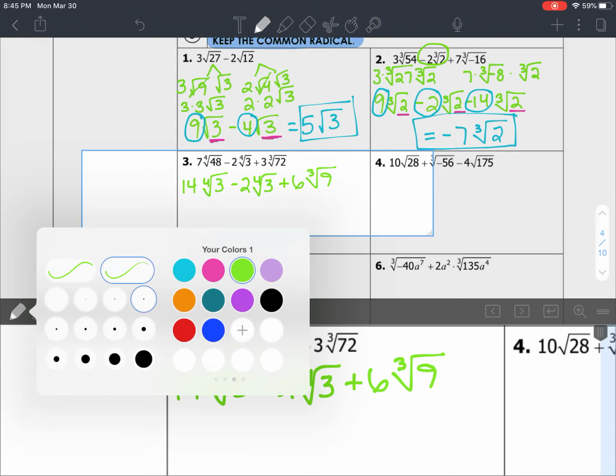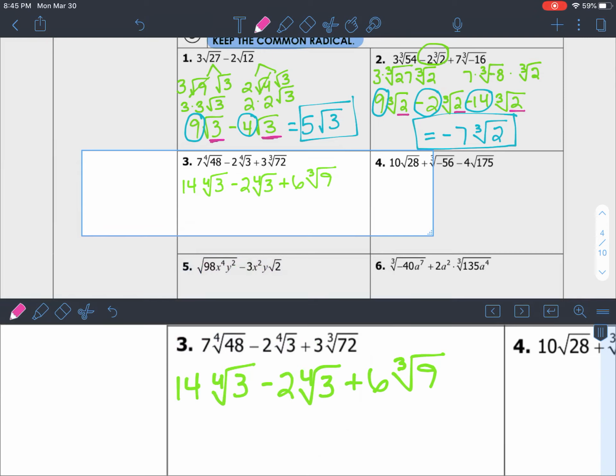All right, so from here, we're going to check our indexes. So we have a 4 and a 4 and a 3. So those cannot be combined. We only have 2 that are able to be combined, and the last one will not be able to be because it's not also a 4. Then we're going to check our radicands. So we have a 3 and a 3. So those can be combined, which is perfect.